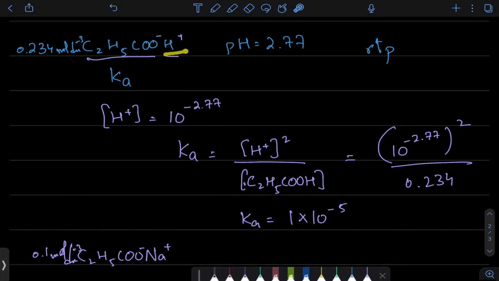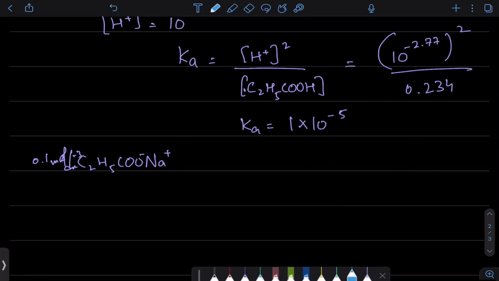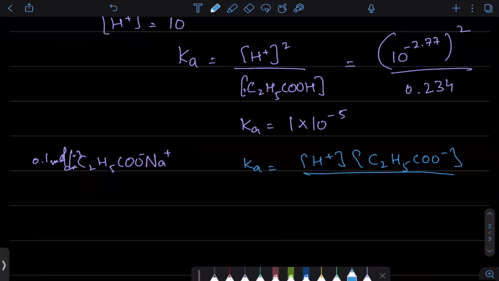Because H positive का एक ही source है. दो sources हैं वैसे तो. One is the source of the acid, H positive acid से आ रहा है, and the second source is water itself. But the ionization of water is really, really small, so इस वजह से H positive का मैं सिर्फ acid को use कर रहा हूँ. So मेरे पास जो Ka बनेगा, it will be H positive concentration times the propanoate ion concentration divided by the concentration of the acid.